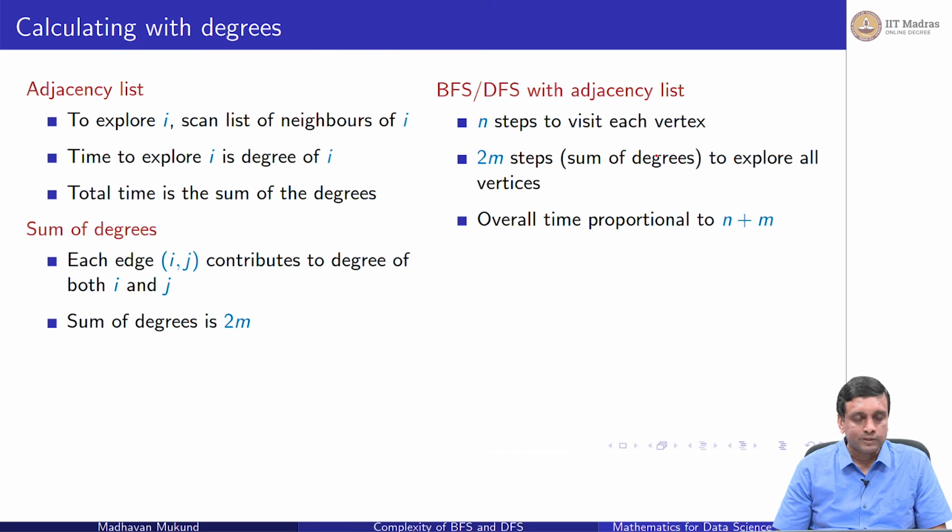So you have to spend n steps looking at all the vertices, and across the vertices, the contribution of each vertex to your work is the degree of that vertex. So across the vertices, it's the summation of the degrees. That's where this m term comes from.